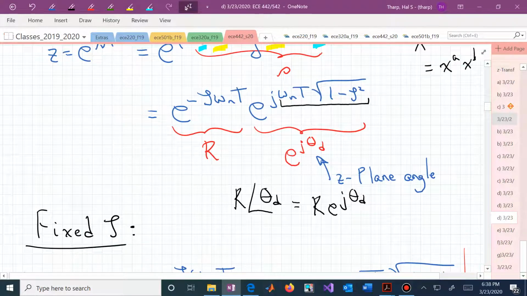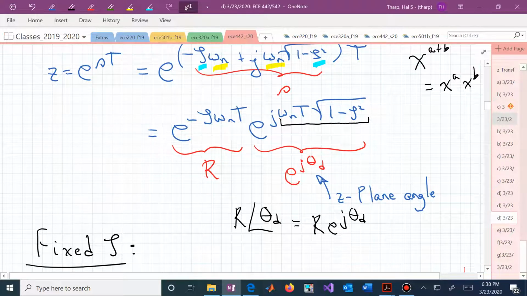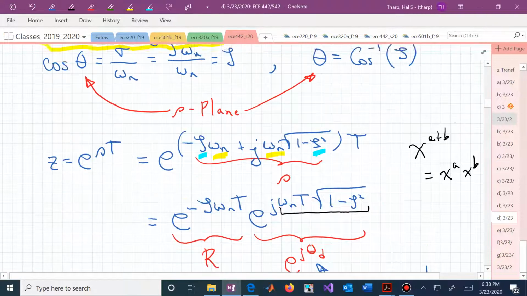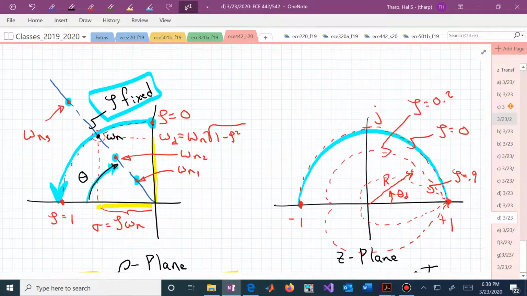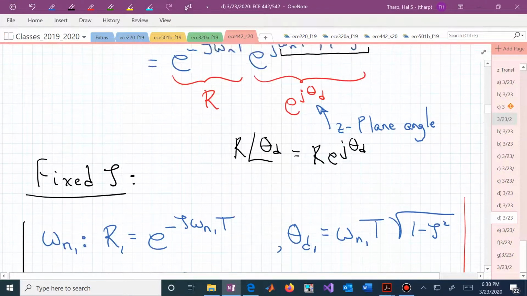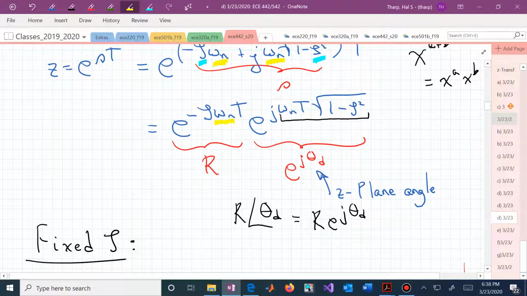What happens now if we fix zeta in this r expression and theta sub d? We see that r occurs in both. And what we are going to do is vary the natural frequency omega sub n along this particular curve and see what that translates into in the z-plane. Here we see that omega sub n is going to be changing the radius and the angle at the same time, maybe in opposite or reciprocally related ways. So let's see what that does.